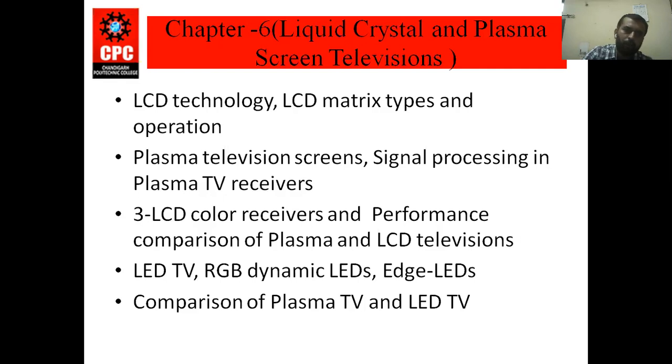After that, we study the plasma television system, its signal processing and receiving. Next we discuss the LCD TV three-color receiver platform. Next are LED TVs, and a comparison between plasma television and LED TVs. All of that is studied in this chapter. We study from LCD to LED or plasma, all the televisions, in this chapter. This is the most important chapter of your syllabus.